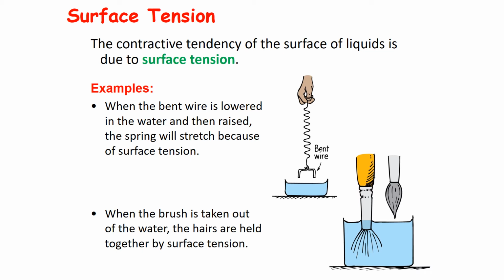The first example, when we bend a wire and lower it in the water and then try to raise it, the spring, as shown in the figure, will stretch. Why? Because of the resistance of the surface tension. Example number 2. When the brush is taken out of the water, the hairs are held together by a force of surface tension.